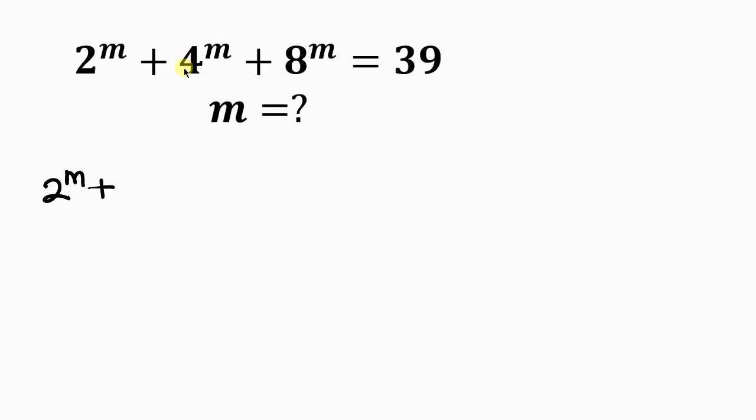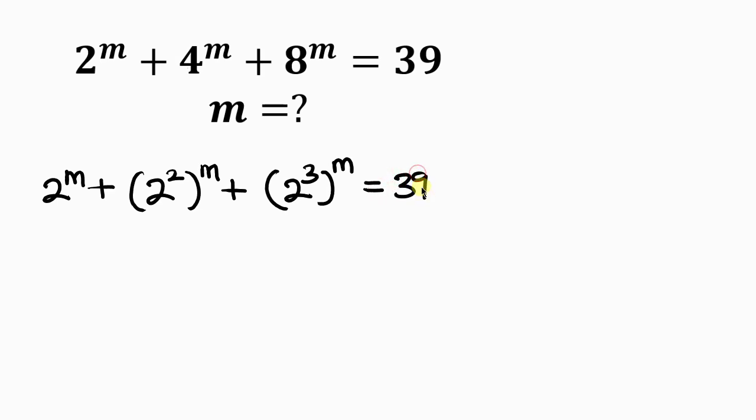4 is a perfect square, which means it can be written as 2 squared, and it is raised to the m, plus 8 is a perfect cube, which means it can be written as 2 cubed, and it is raised to the m. This is equal to 39.